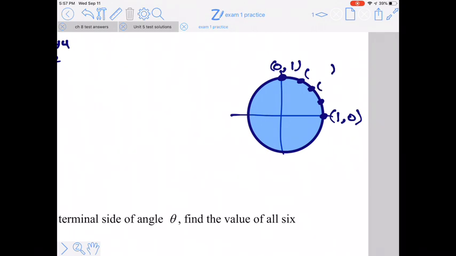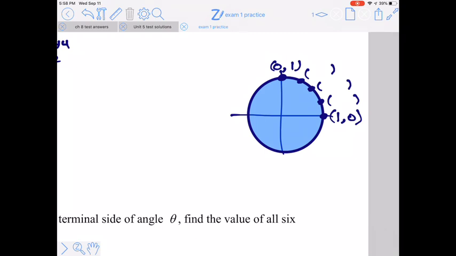Now, we have 3 points here in the middle. This one is 30 degrees, this one is 45 degrees, this one is 60 degrees. Or if you want to try to remember radians, 30 degrees is pi over 6, 45 degrees is pi over 4, and 60 degrees is pi over 3.